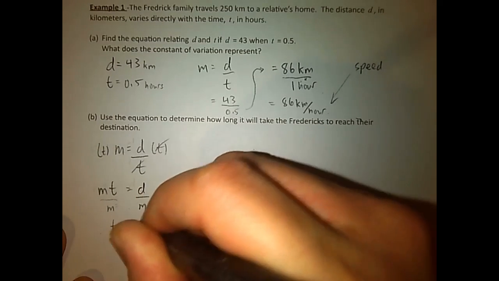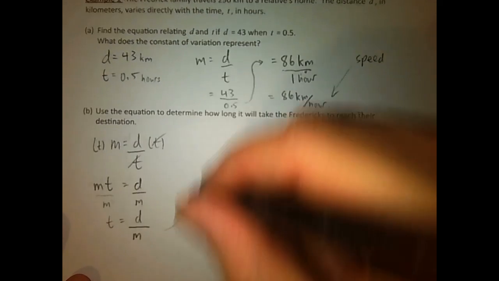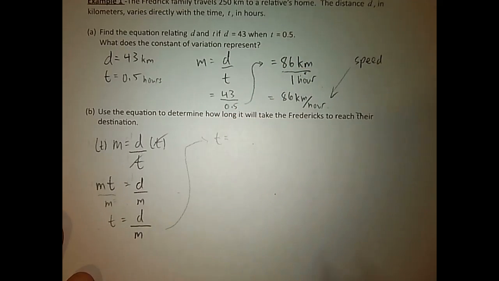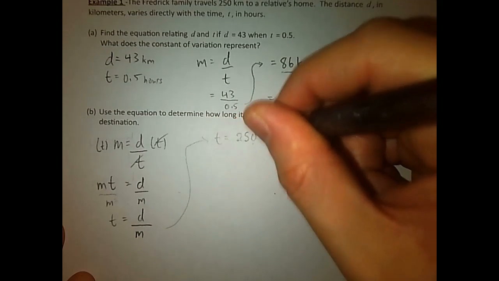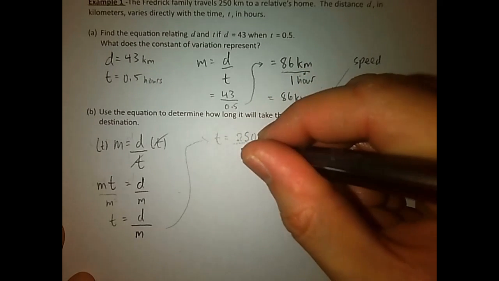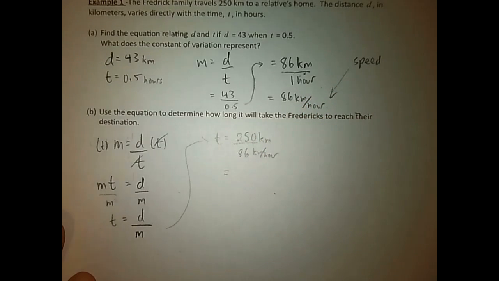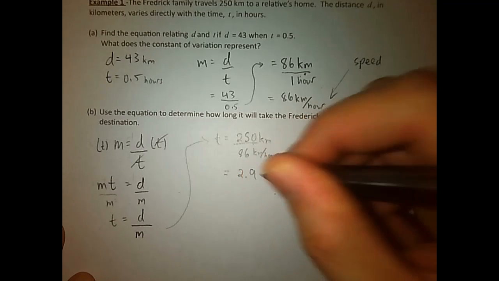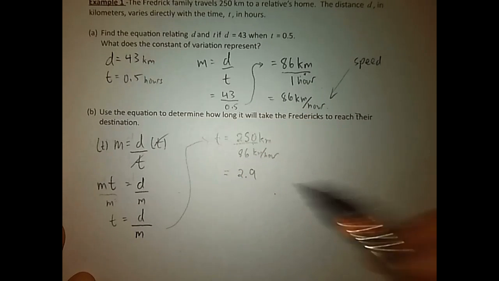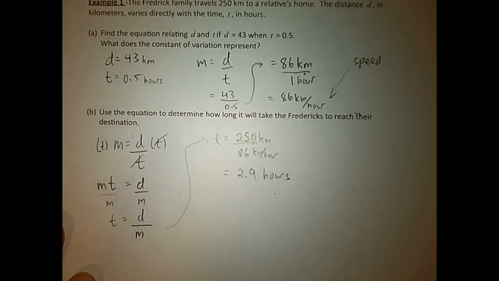So time is equal to the distance divided by the constant of variation, which just happens to be the speed this time. So our time is going to be equal to the distance, which is 250 kilometers, divided by the speed, which we said was 86 kilometers per hour. And when I divide these two, I'm going to get 2.9, and our units for time have been hours, so we're just going to put 2.9 hours. And that's how long it will take to reach the destination.